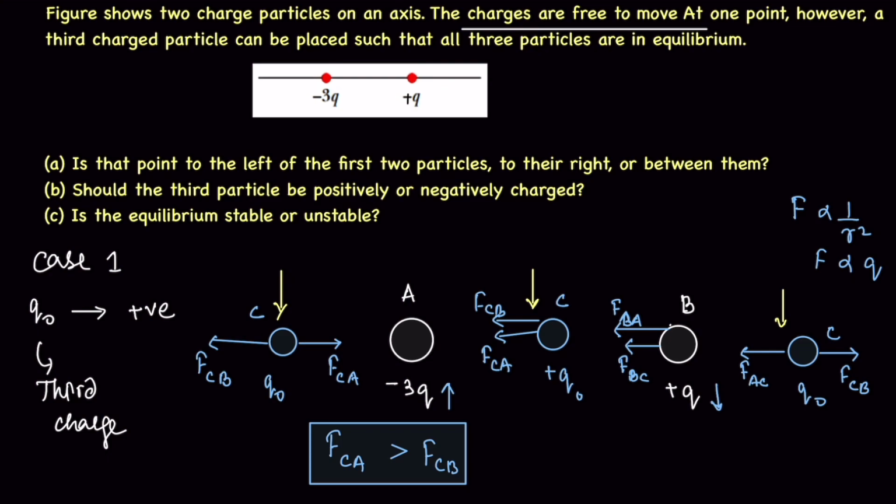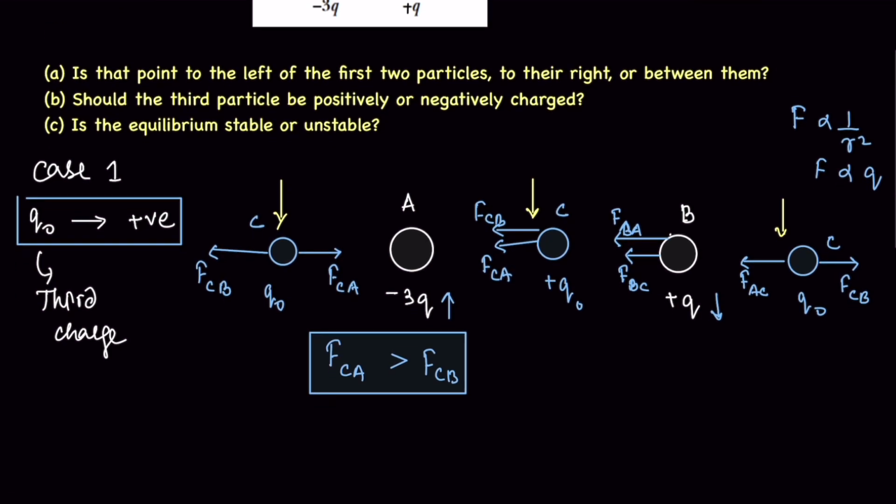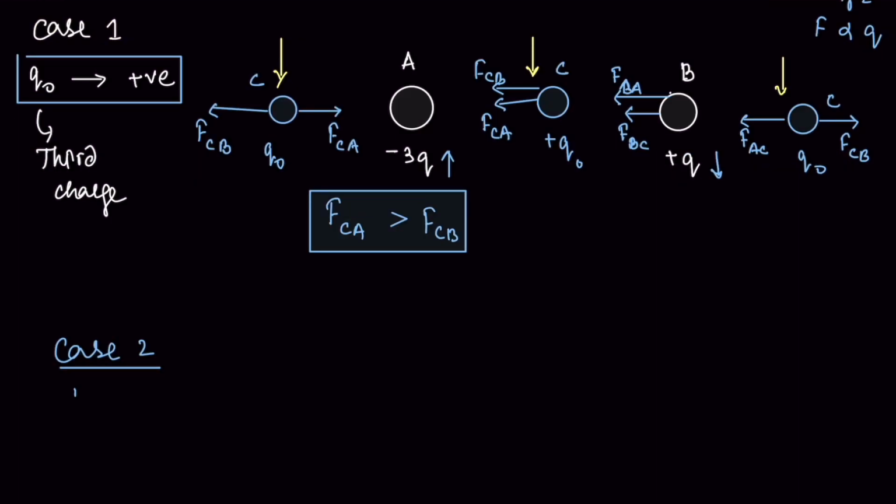And one more thing we got from that: we can't take the third charge as positive, because when we take the positive in all the cases there is no equilibrium formed. Let's move to case number 2, where we consider our third charge as negative.